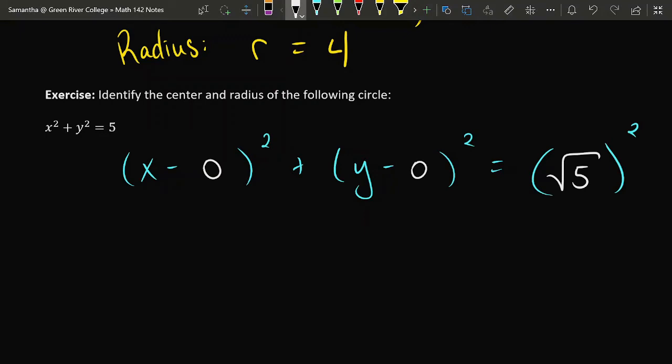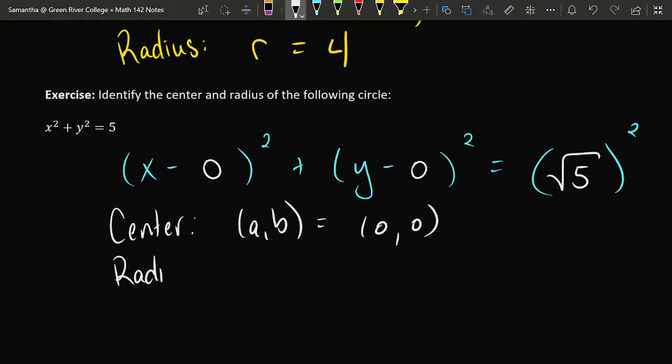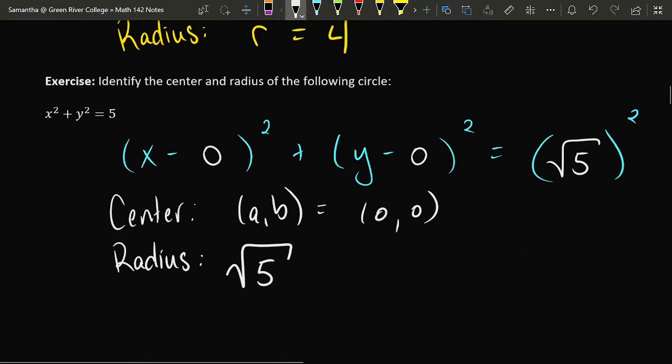So from this, I can now read off the values of the center. a, b are both equal to 0, and the radius is equal to the square root of the 5 that was on the far right side. The radius was the square root of 5. So this is how we can determine the center and the radius of a circle given its equation.